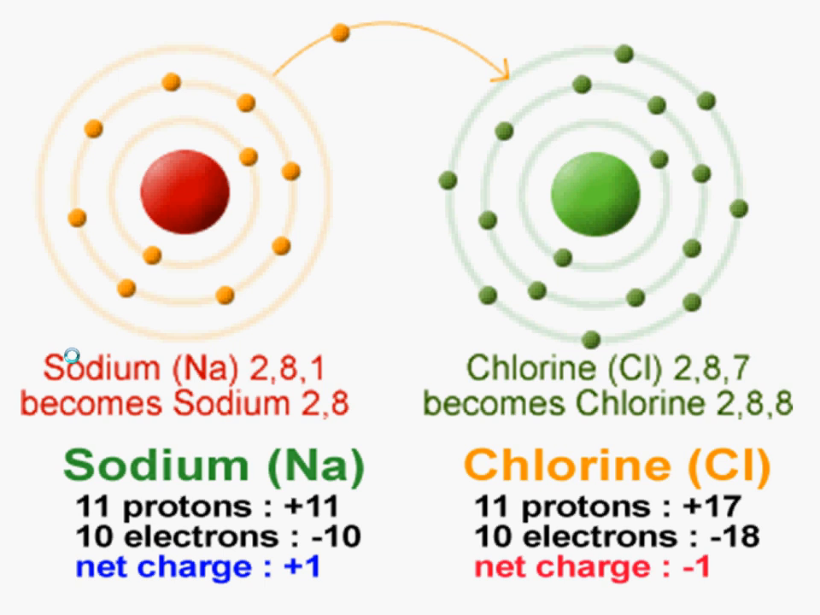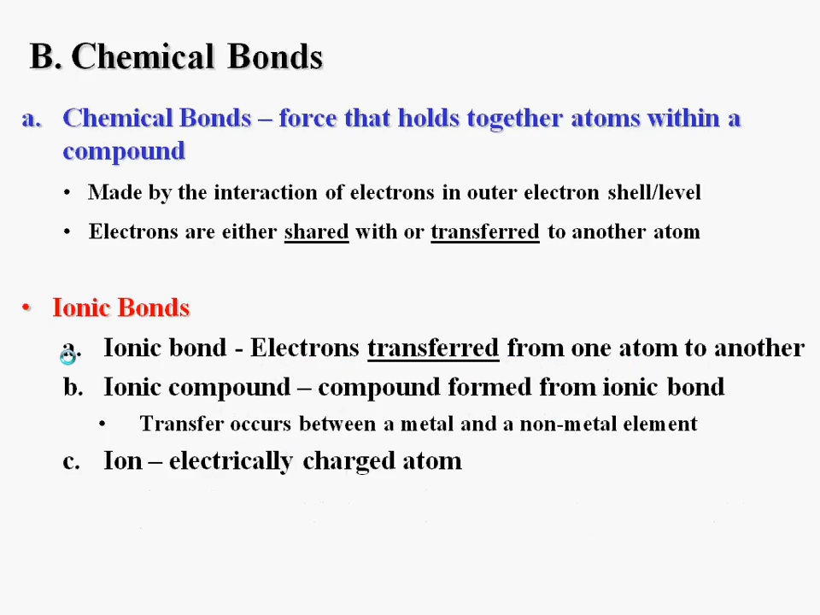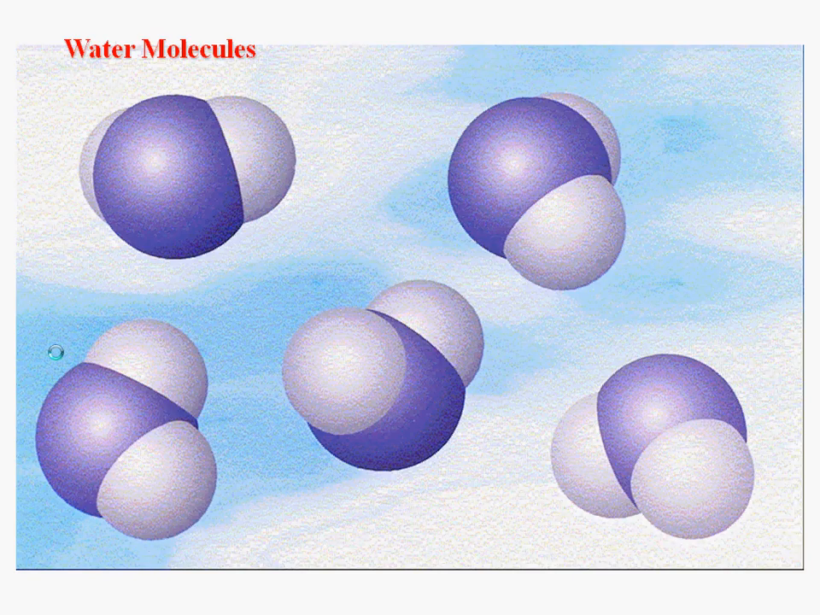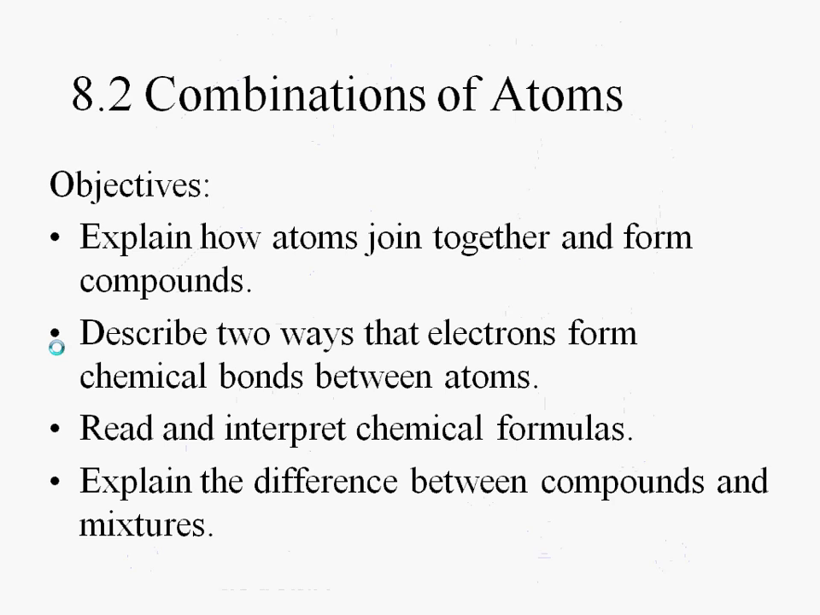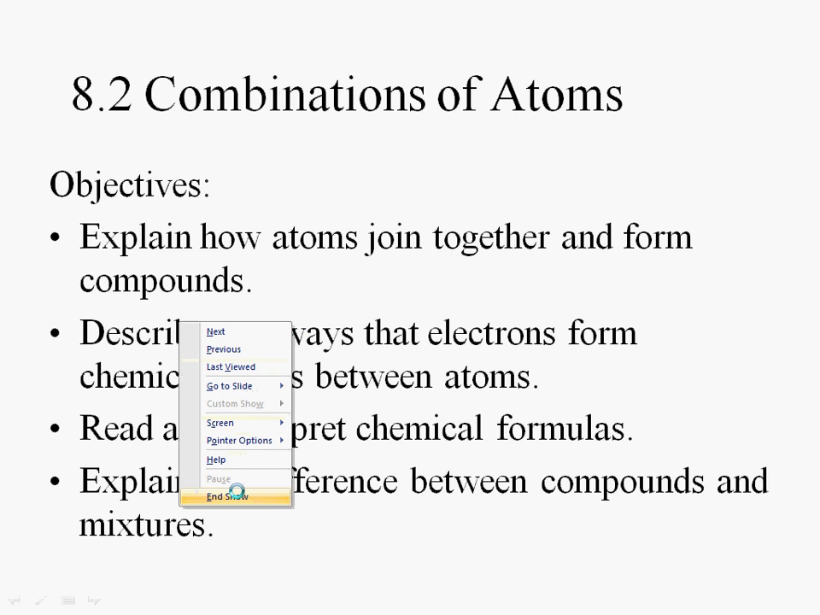Okay, so what we've done today so far is we've discussed how they join together, and we've started the chemical bonding. We've discussed one-way ionic bonding. Okay? So what we're going to do is we're going to stop there.